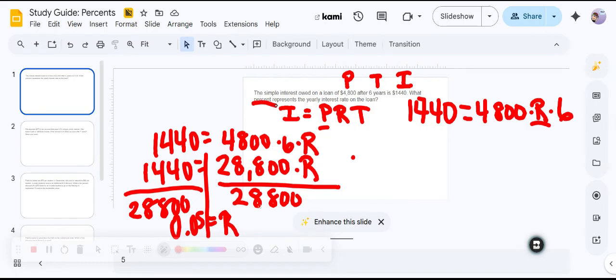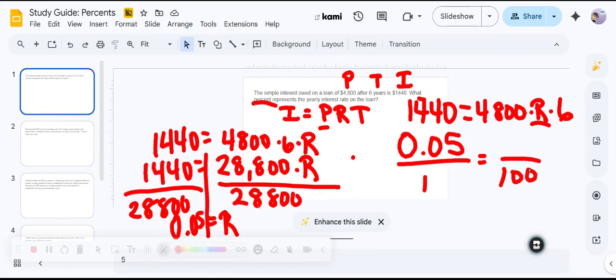And this is written as a decimal. So let's think about how we might convert that to a percent. We know percents are always out of 100. This is out of 1. Decimals are compared to 1. So how could I get this to out of 100? Multiply by 100. So we can find that the yearly interest rate on the loan is 0.05 times 100, or 5%.